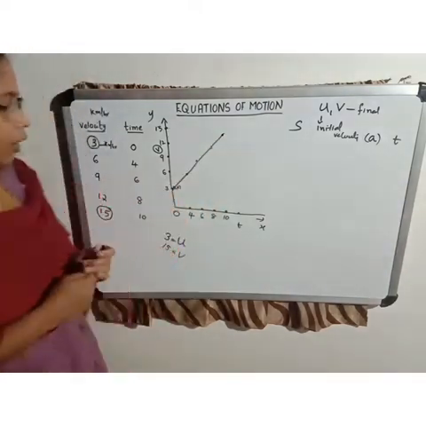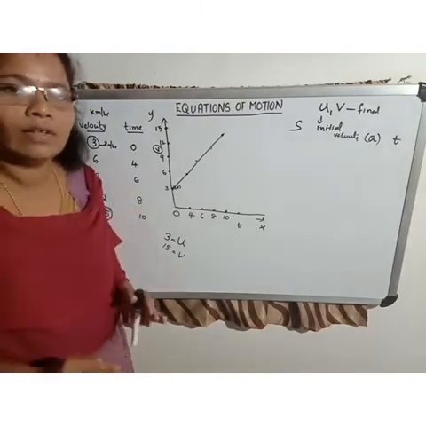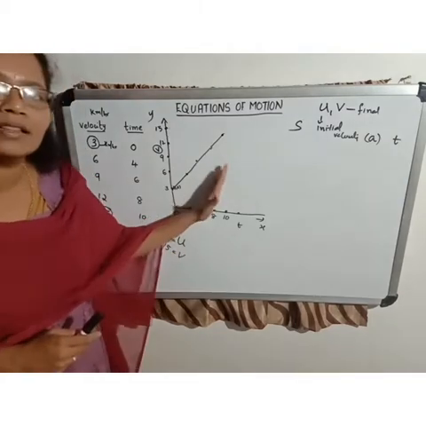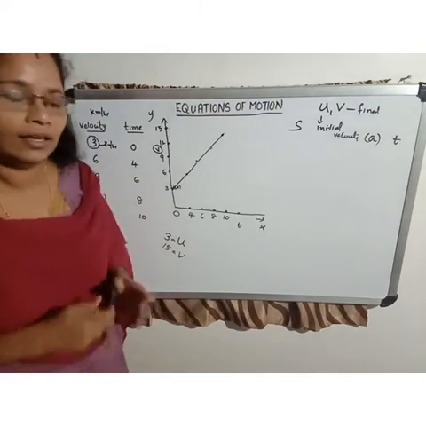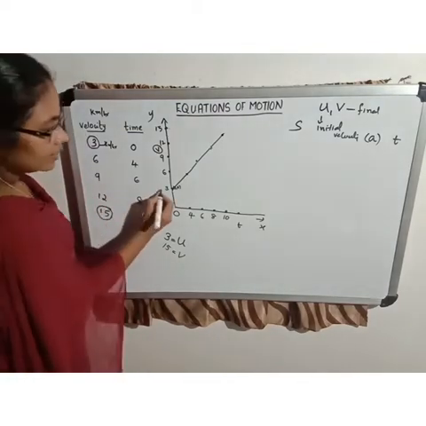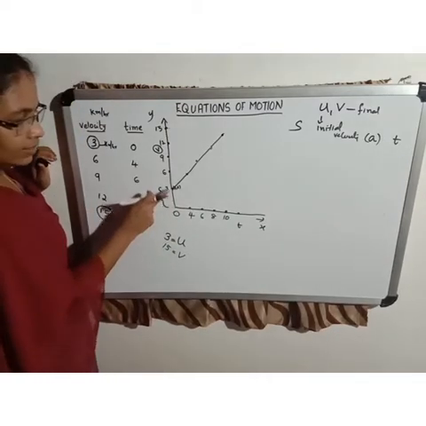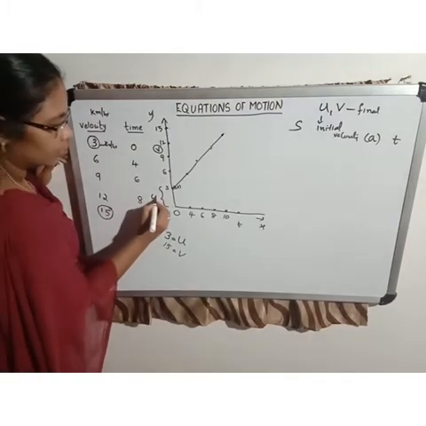Okay. Now I wish to mark initial velocity and final velocity, which is U and V, here in this graph. Okay, initial velocity we know is 3. So this is what the initial velocity. Am I right? 3. This distance is what the 3. So this is what the initial velocity U.